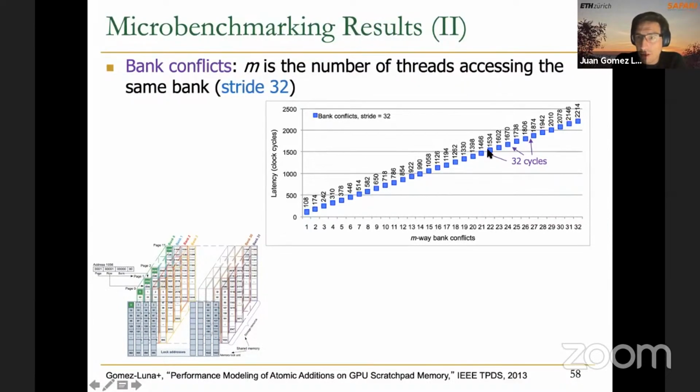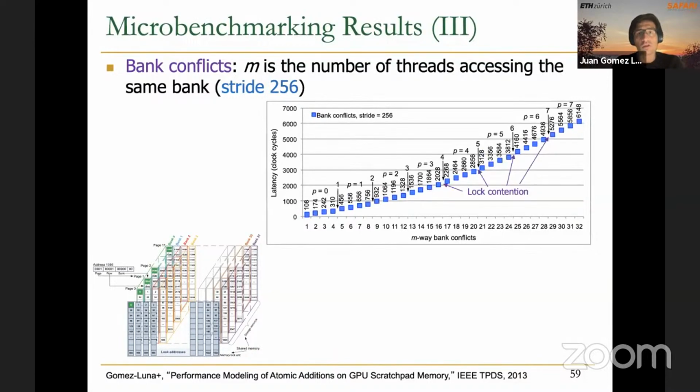Between each of these 2 dots, we have a shorter latency, in this case 32 cycles, because we have bank conflicts, but there is no lock or position conflict. For example, we may have one thread updating element 0, another thread updating element 32, the next one updating element 64, and so on. There is no position conflict, there is no lock conflict, because they are using completely different locks, but they are in the same bank. And this is why the total latency increases as we increase the number of conflicting threads.